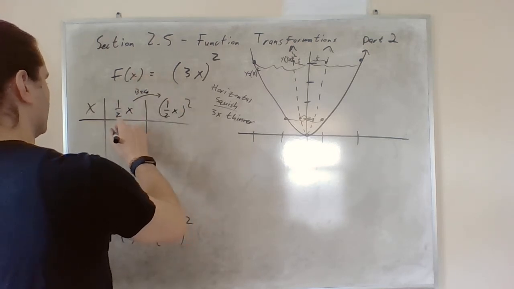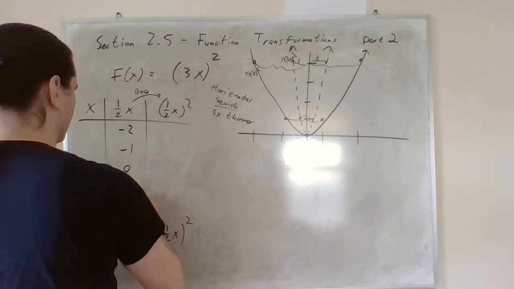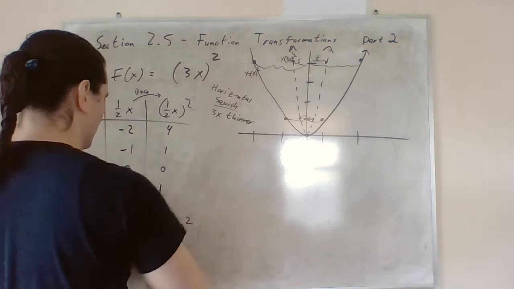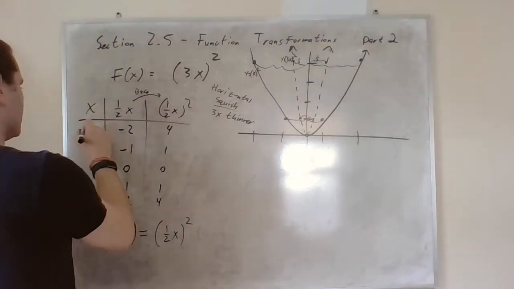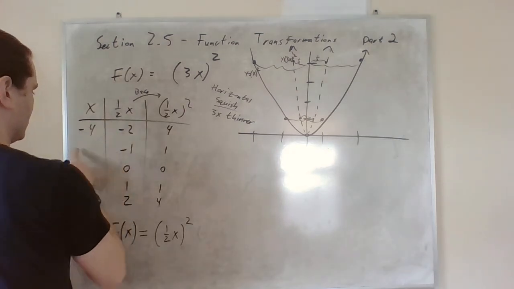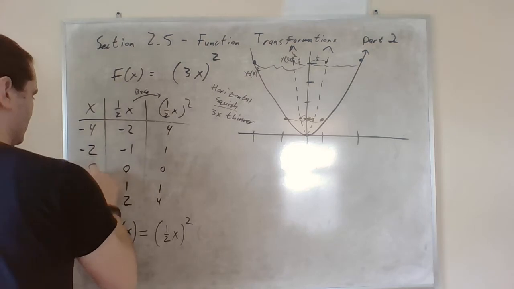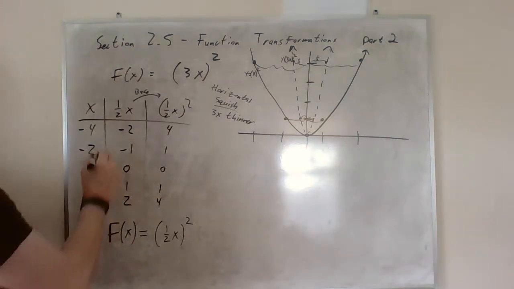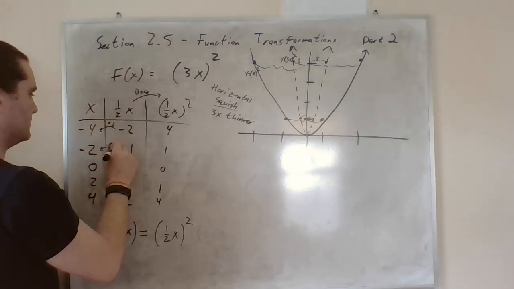So I want to start with these numbers, -2, -1, 0, 1, and 2, which squared gives me 4, 1, 0, 1, and 4. So if 1/2 x is -2, that means that x was -4. If 1/2 of this is -1, that means that the original is -2. This one was 2, this one was 4. So to go backwards, I have to double these numbers.